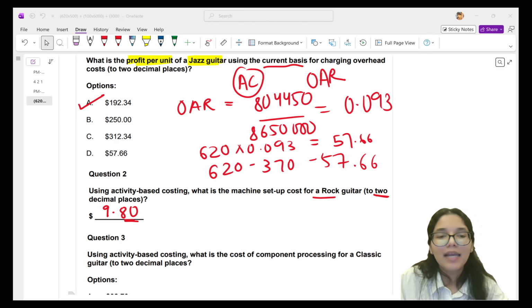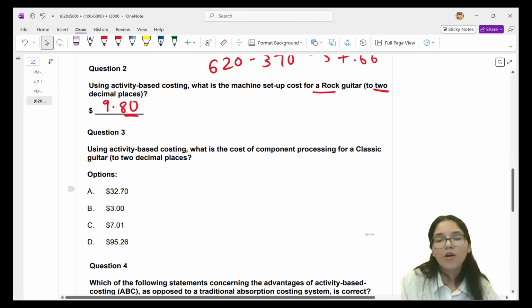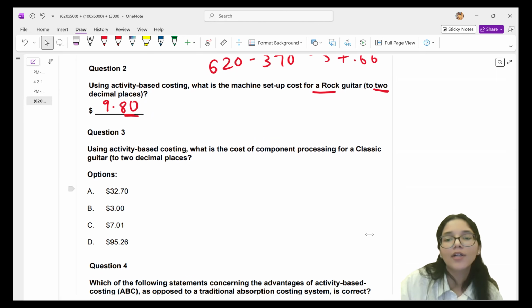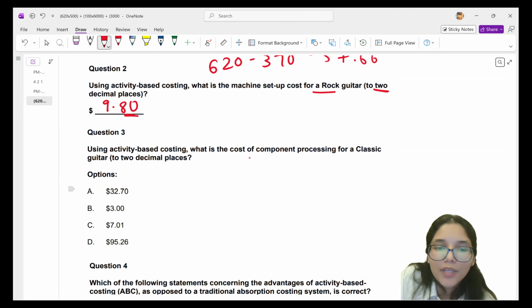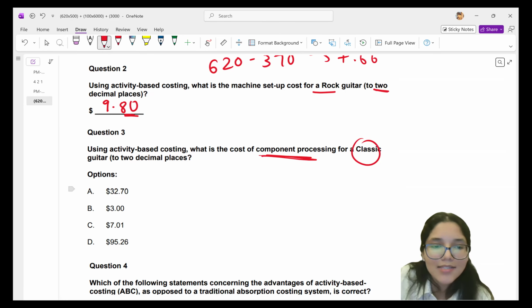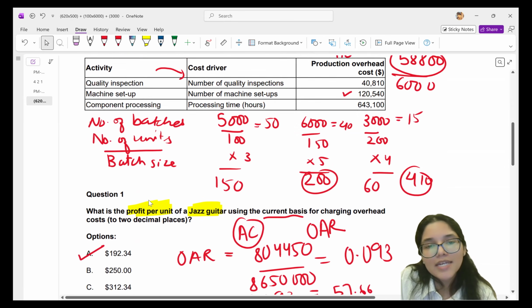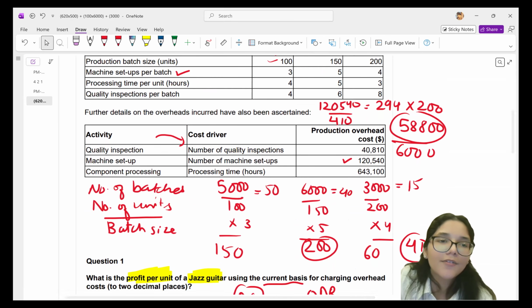Yeah, okay. Now you move forward to the third question. Using activity-based costing, what is the cost of component processing for a classic guitar? So here you have to give your answer in the context of component processing for a classic guitar, and again your answer is up to 2 decimal places. Here you have to pick from the options. So component processing, classic guitar, here we go again.